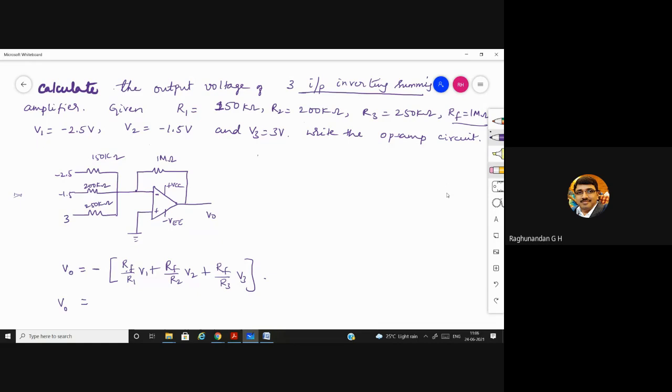Yeah, done. What is the answer for this? Nagashri? Yes, sir. I'm calculating. Okay. So minus 12.16 volt. Minus 12.16 volt. Okay. What about others?